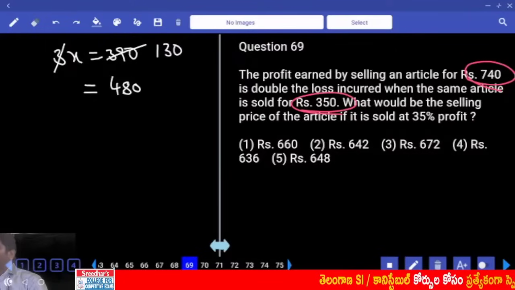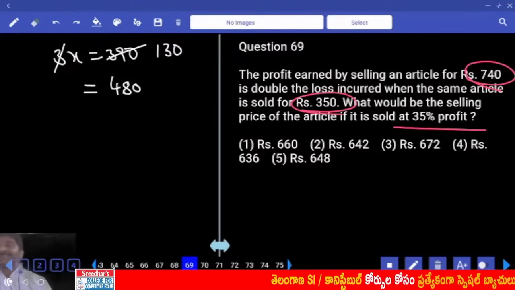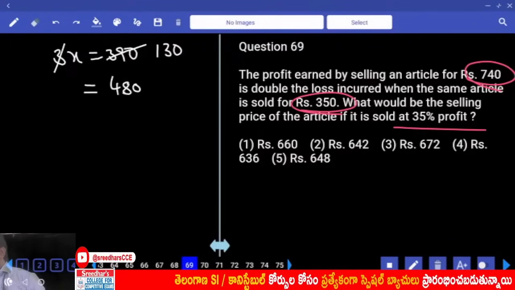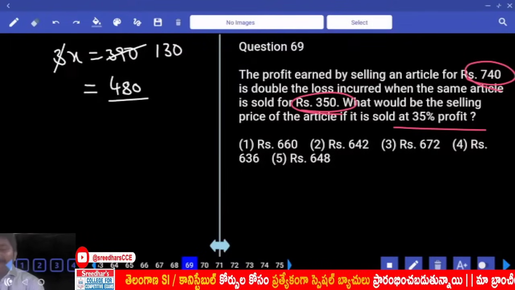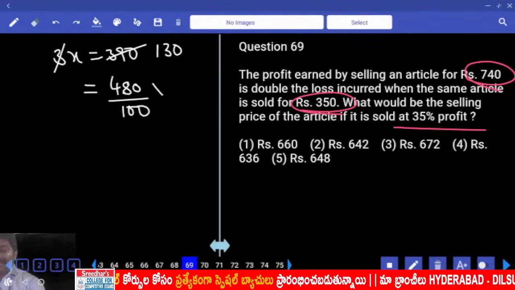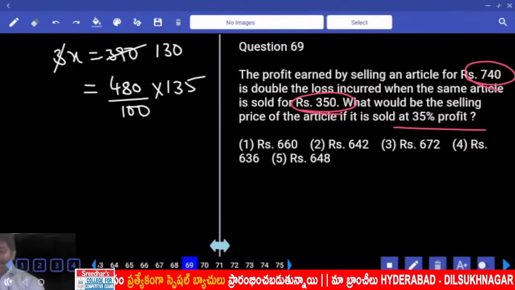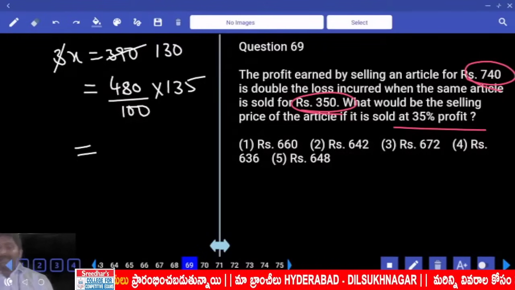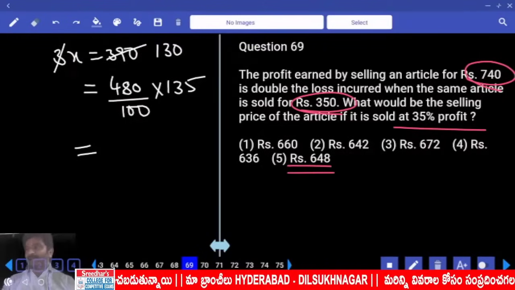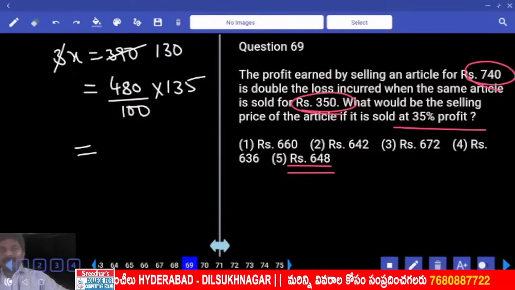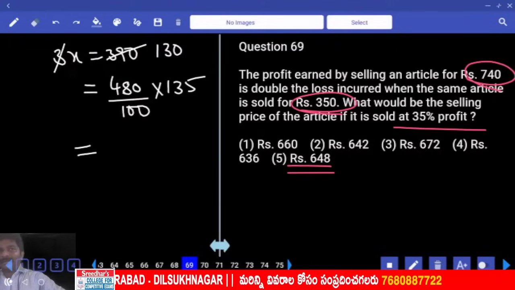That is 100%. And now you are expecting the selling price where there is a profit of 35%. So we need 135%. 100% is this much, 1% is this much, and we need 135% into 135. Got it? If you solve it, you will get your answer, which is 648. Are you okay?